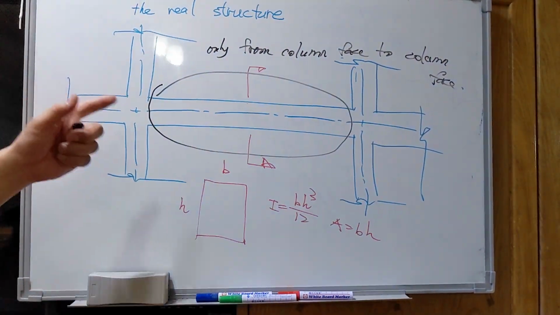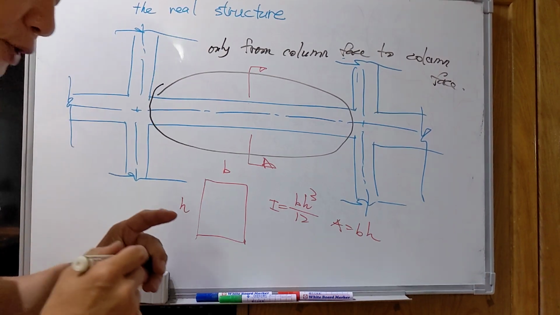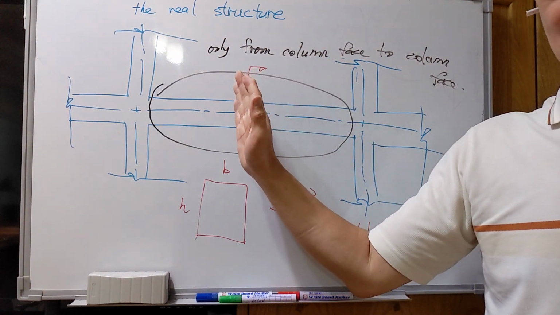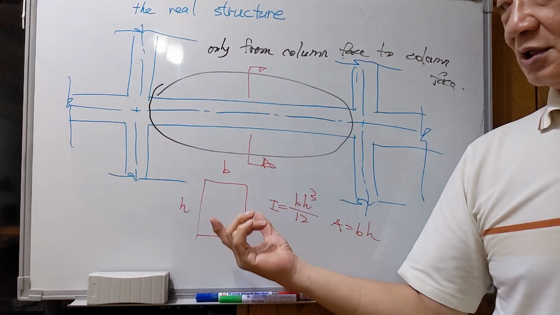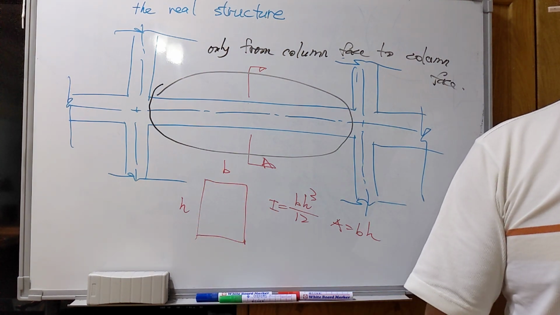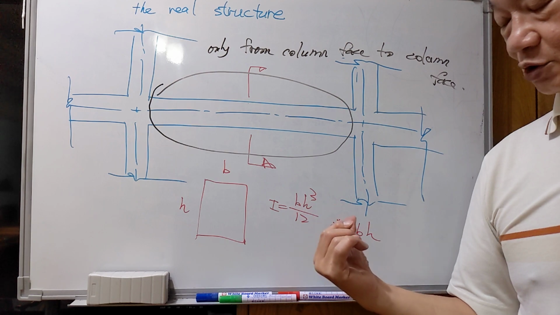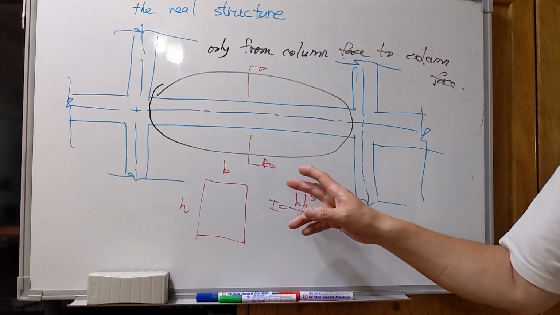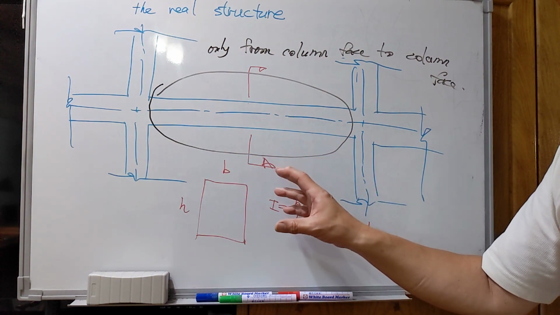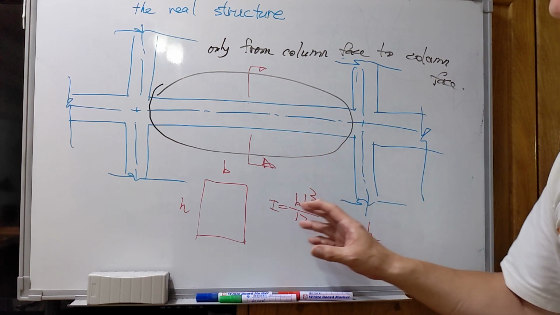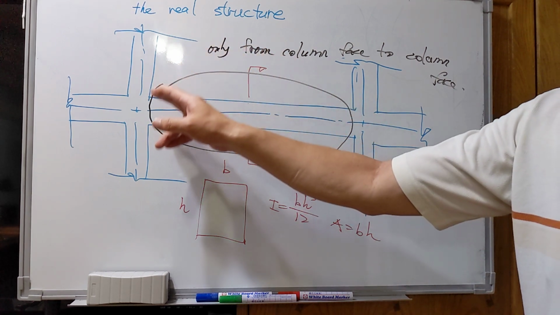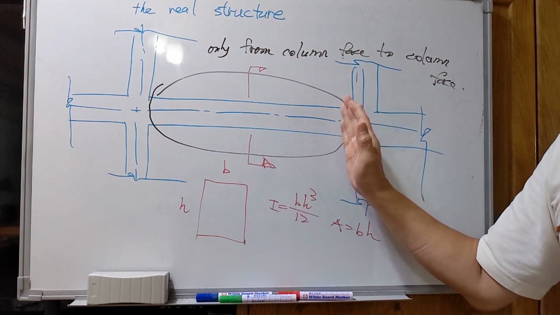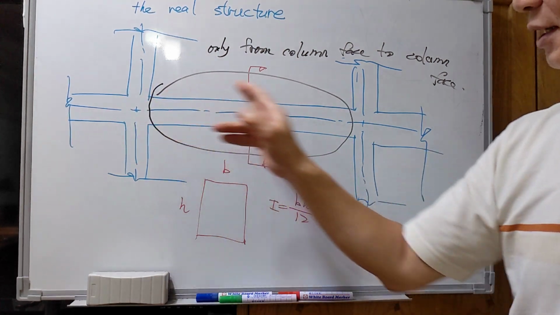Okay. So the sectional property we input to the program. Usually we cut the cross section and check the shape of the sections, and then we can calculate the moment of inertia. Then we can calculate the sectional area. But the calculated results for the moment of inertia and the sectional area can be applied only from the column face to the other column face. It is not from the center line to the center line.